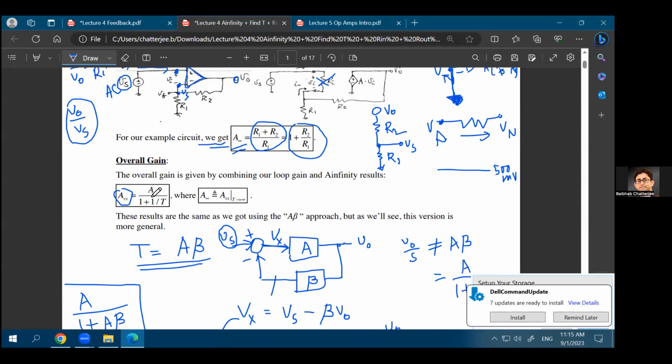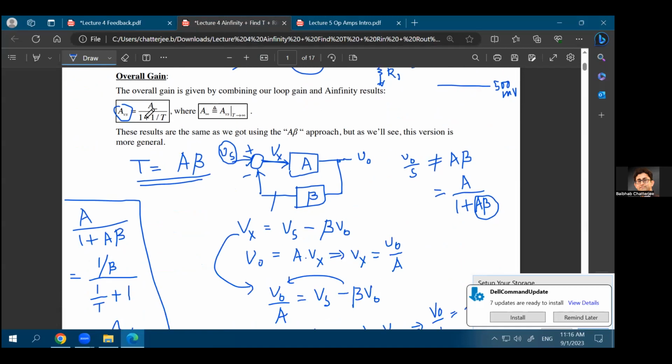Okay, this is the same equation: A infinity divided by 1 plus 1 over T. What we'll show here is that this will be a more generic approach in solving op-amp based problems. This is something we'll understand in the next page where we are solving a few problems.